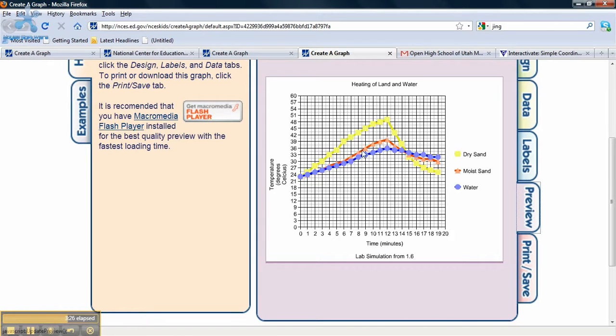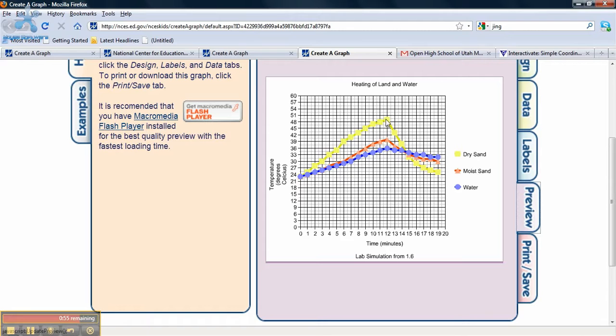And we can see that the moist sand starts off heating up about the same rate as the water, but then at about minute 7, moist sand starts to grow and gain on water, and it heats up to a few degrees hotter than water. Now, right here at minute 12, what we did is we shined a light source on these 3 types of environments, and we measured what temperature each one was every minute.